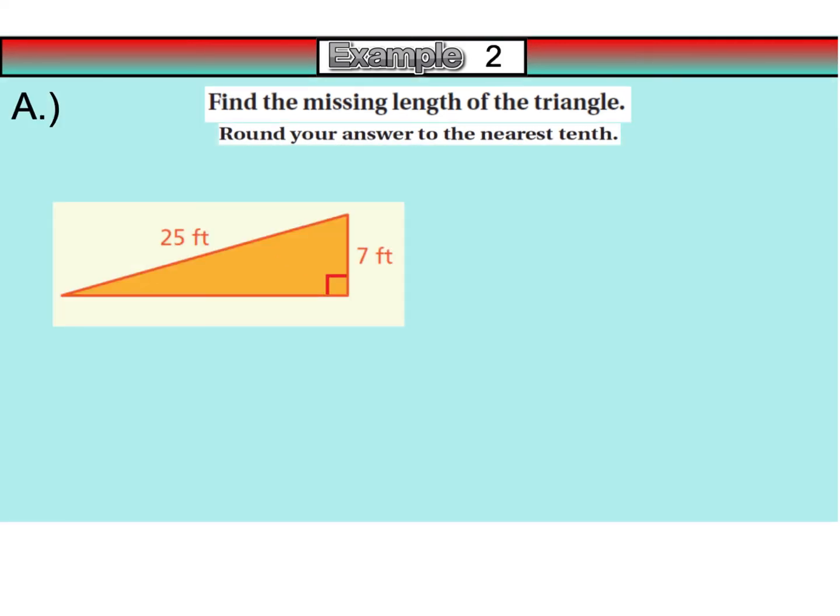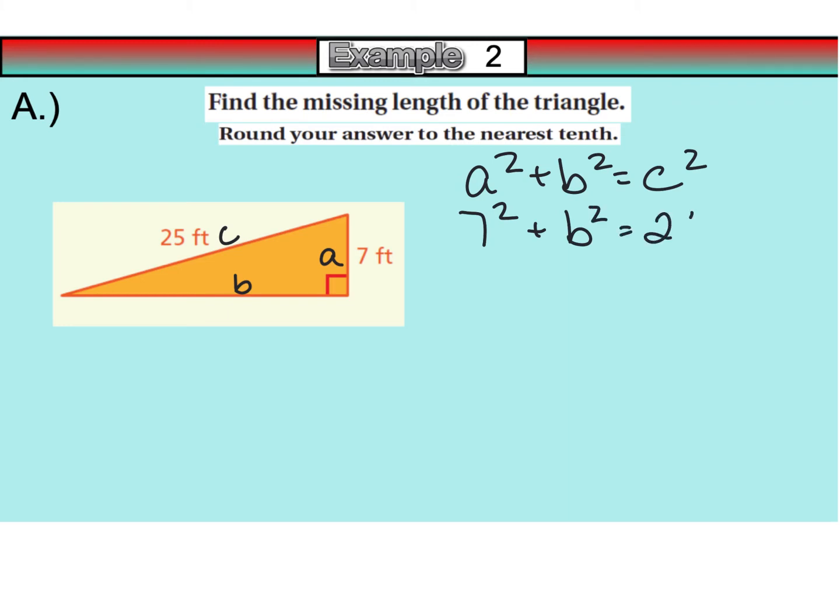Now, if we look at this one, I have A and I have B and I know C. So again, we start out with the Pythagorean theorem. We fill in what we know. We have 7 squared. We don't know B. We do know C. So 7 squared is 49. 25 squared is 625.